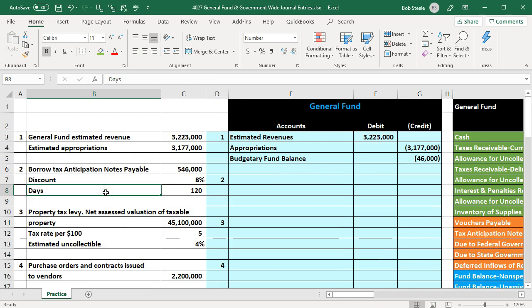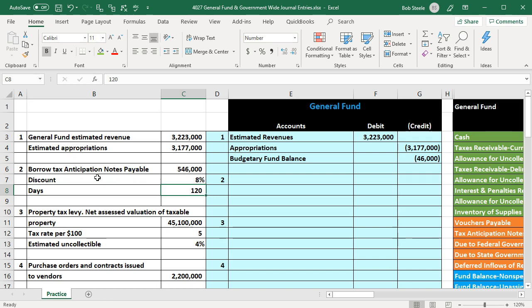Next transaction, we're back over here in cell B8. We're going to say that we borrowed tax anticipation note payable. We have a discount on it. It's for 120 days. Note the type of payable that we have here. We borrowed money. That's not unusual, but it's going to be short term. So we borrowed money. We're saying, hey, we're going to get taxes soon. Within 120 days, we'll be able to pay it back. It's a short term type of transaction.